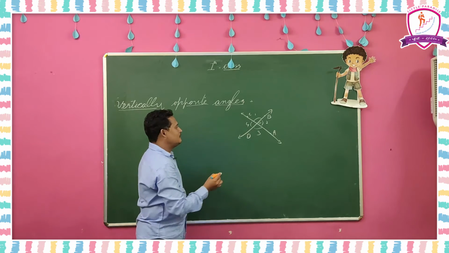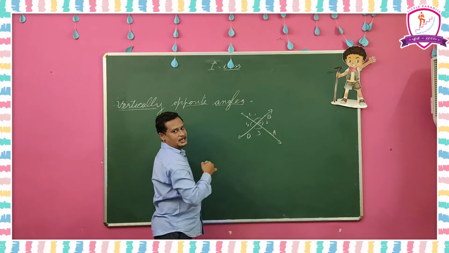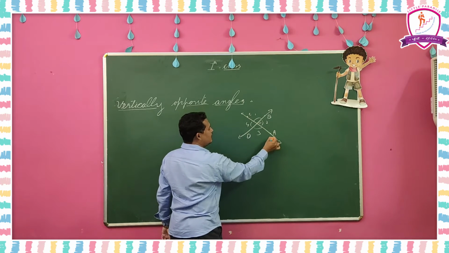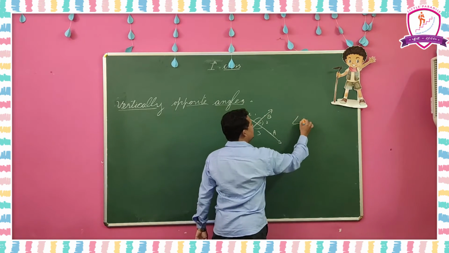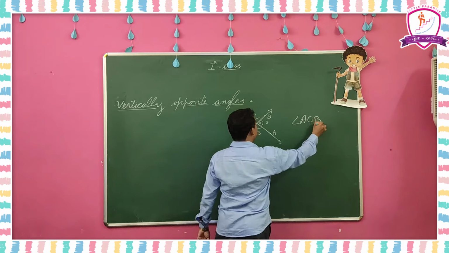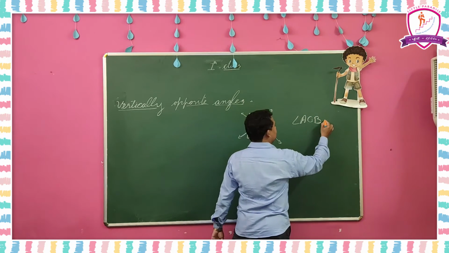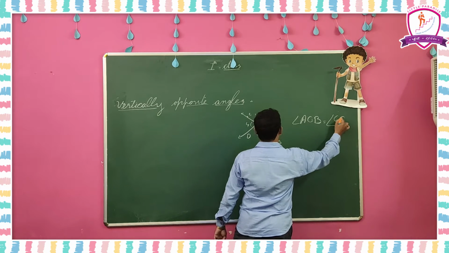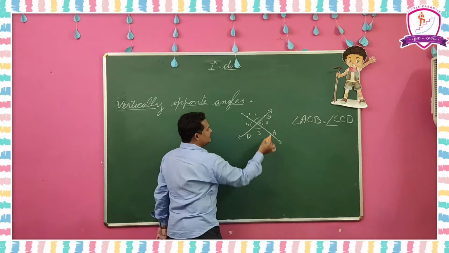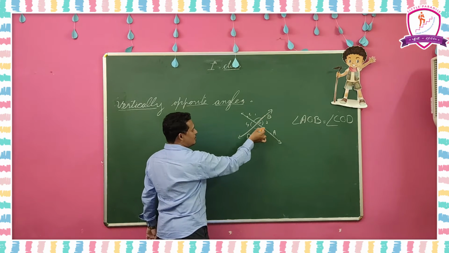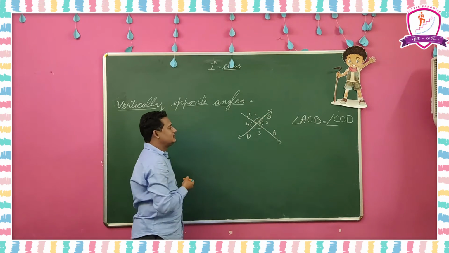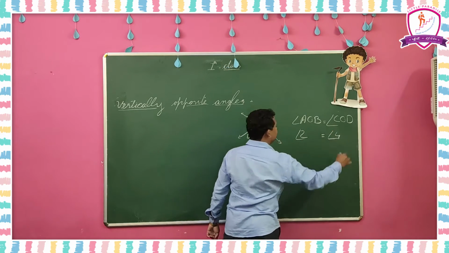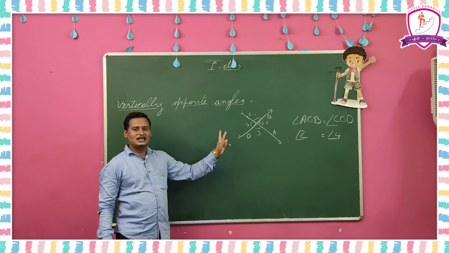At the intersecting point, O is common for all rays, and here angle AOB is equal to angle COD. Here this is vertically opposite to angle 4. This angle 2 is equal to angle 4. Vertically opposite angles are equal.